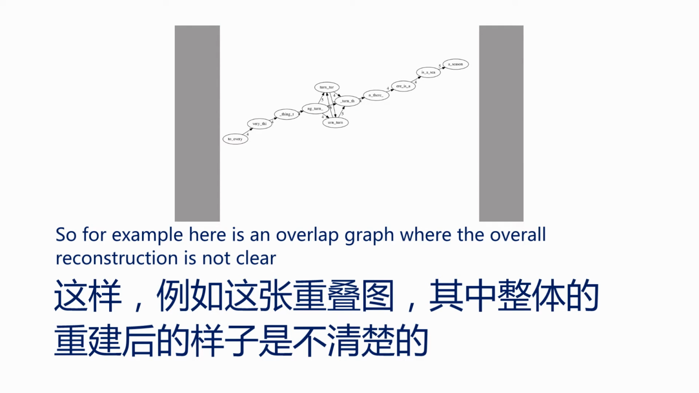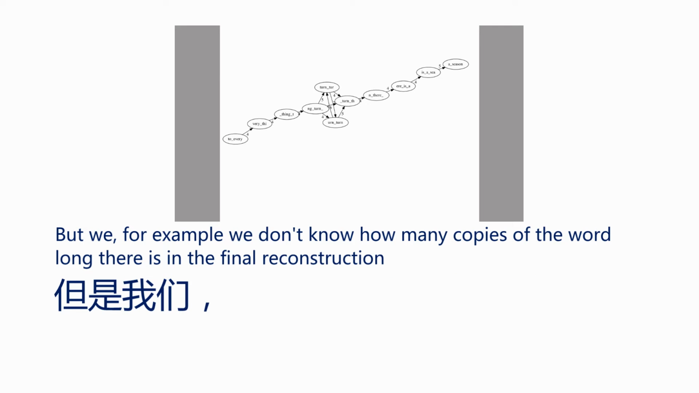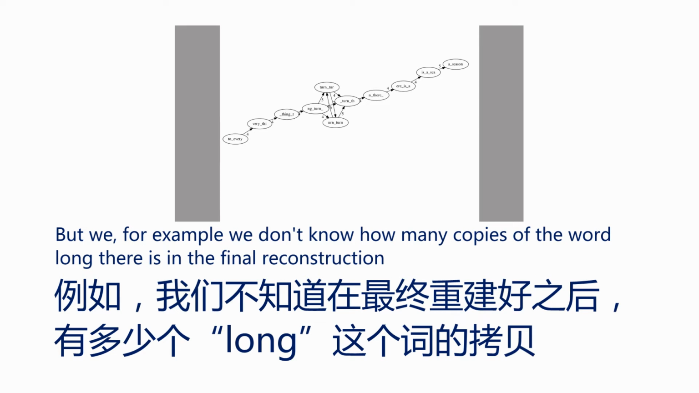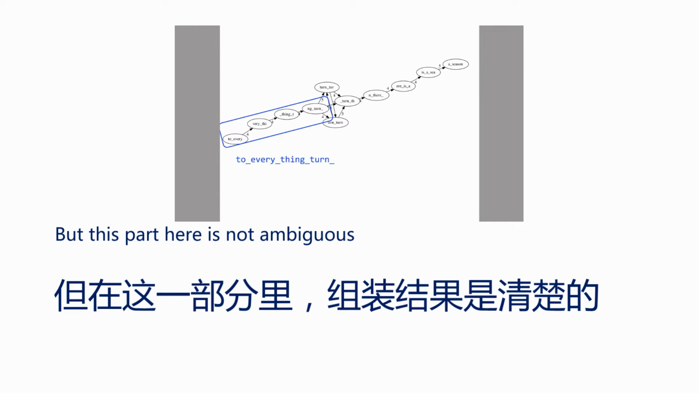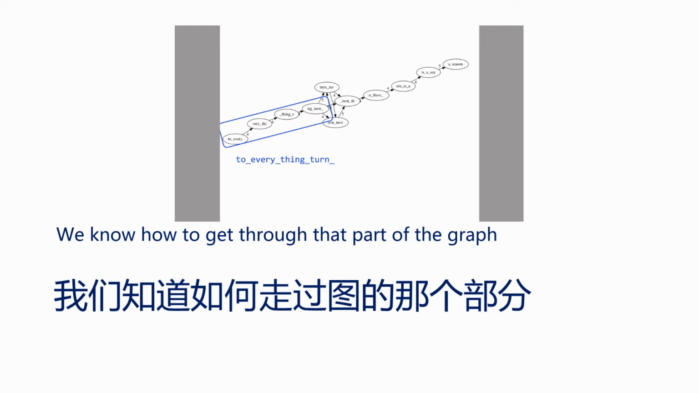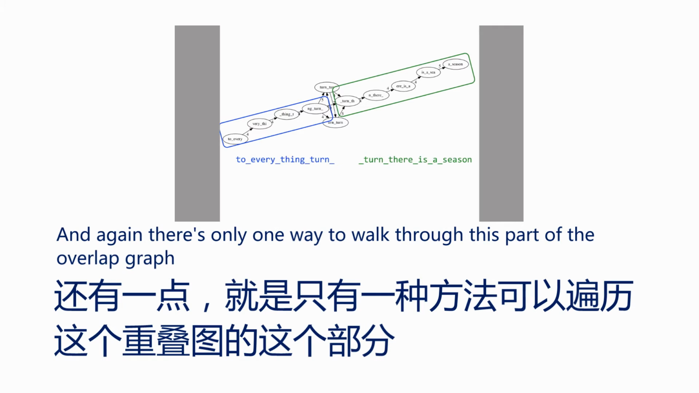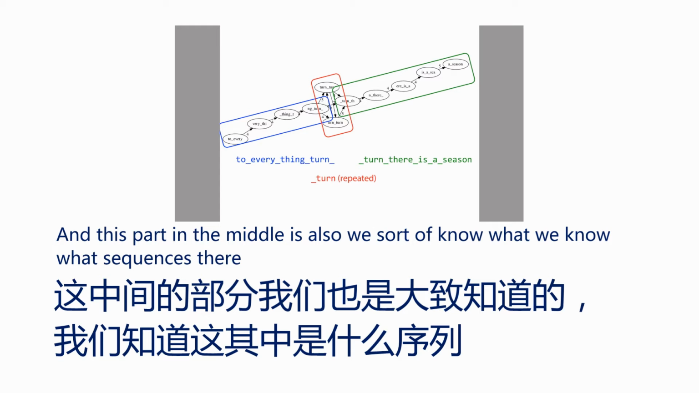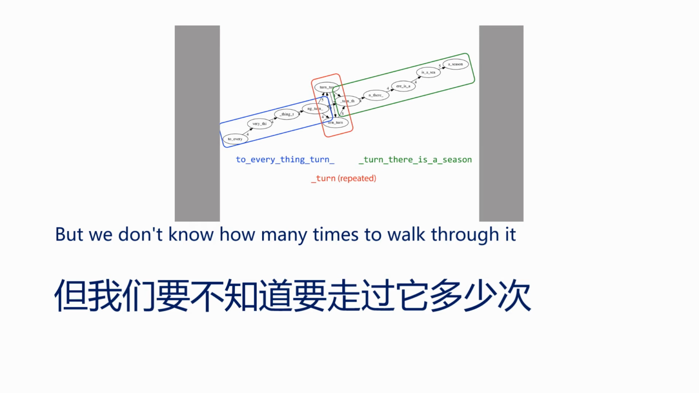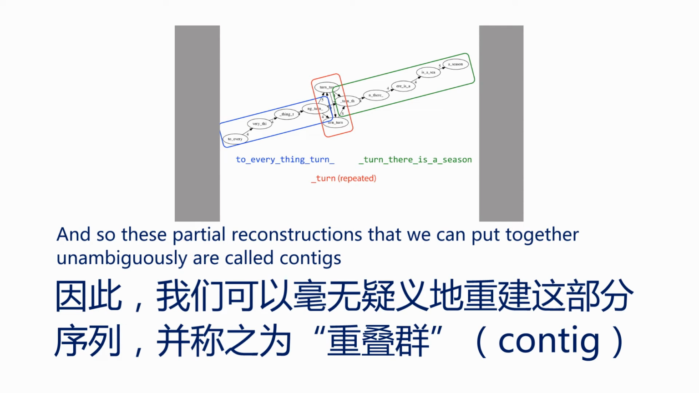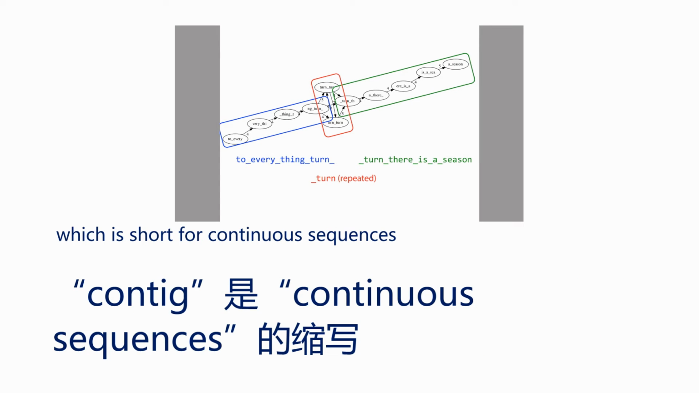So for example, here is an overlap graph where the overall reconstruction is not clear. For example, we don't know how many copies of the word long there is in the final reconstruction. But this part here is not ambiguous. We know how to get through that part of the graph. We know how to reconstruct that part of the genome. And again, there's only one way to walk through this part of the overlap graph. And this part in the middle, we sort of know what sequence is there, but we don't know how many times to walk through it. And so these partial reconstructions that we can put together unambiguously are called contigs, which is short for contiguous sequences.